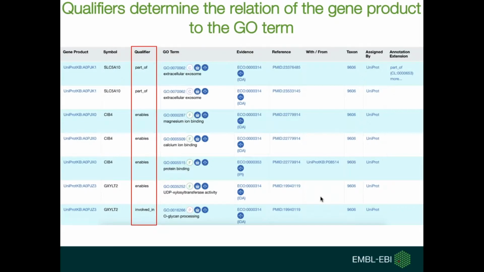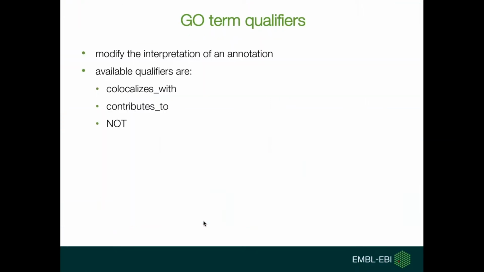The next column is what we call the qualifier, and this determines the relation of the gene product to the GO term. For cellular components, we use the qualifier part of. For molecular function, we use the qualifier enables. And for biological process, which is all the way down here at the bottom with O-glycan processing, we use the qualifier involved in. In addition to these, we can modify the interpretation of an annotation with other qualifiers, co-localizes with, and contributes to.